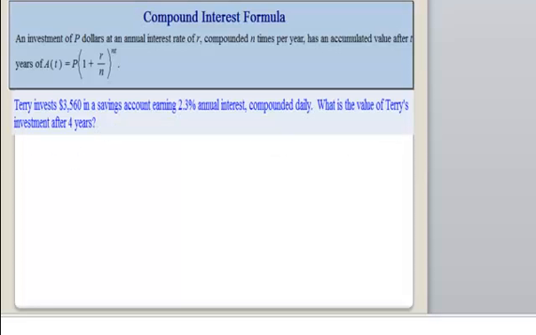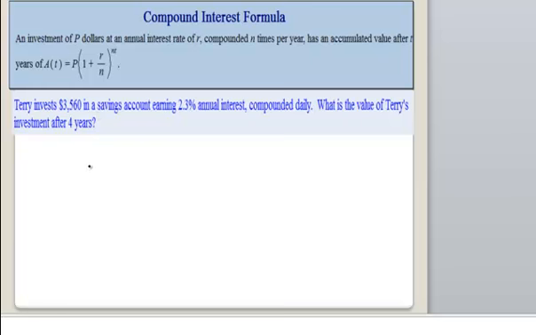The compound interest formula looks like this one. Again, A of t represents the amount in an account after t years. P represents your principal or the original amount. R is your interest rate in decimal form. N represents the number of times per year that interest is added, so that's called how many times per year it is compounded. And t again represents how many years.